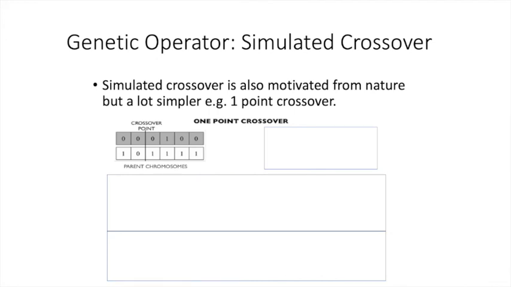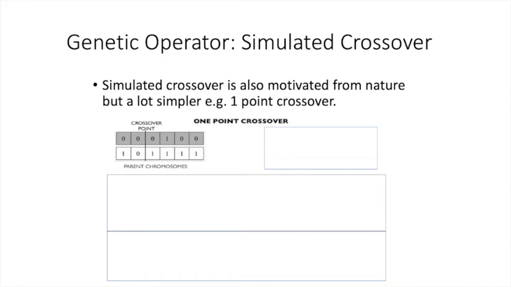In contrast to mutation, crossover simply recombines or reuses the genetic material that exists in the parents. Simulated crossover in GAs is also motivated by that fact, but it is a lot simpler. So let me present to you perhaps the most popular form of crossover in genetic algorithms, called one-point crossover. First of all, the GA selects two solutions or individuals as parents.